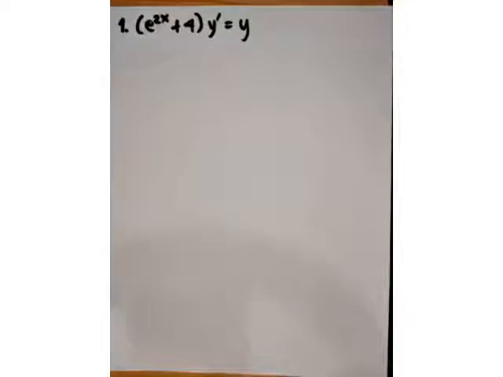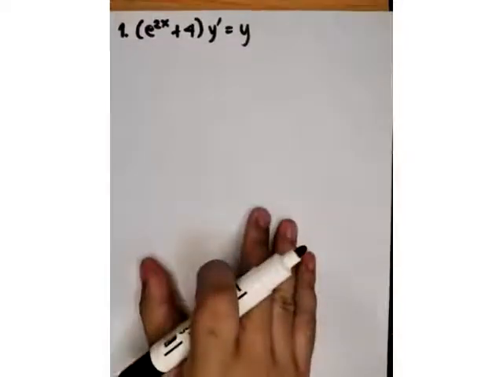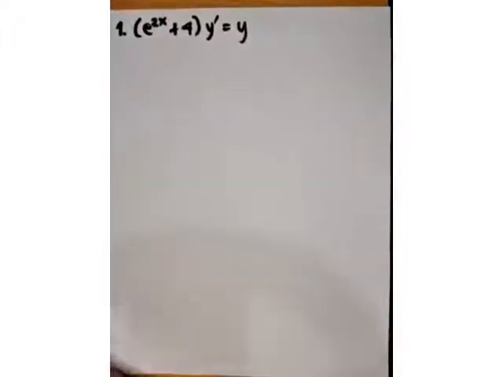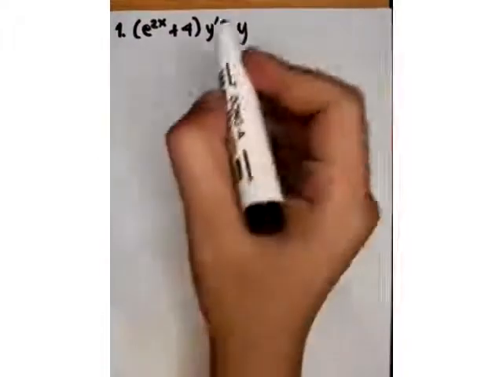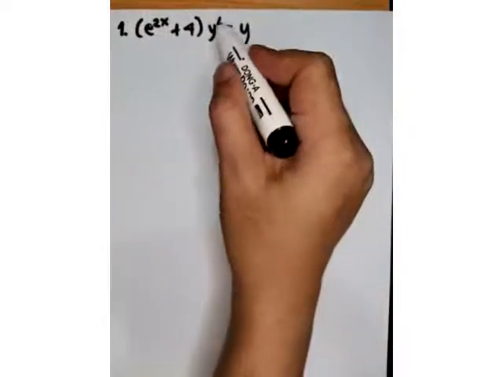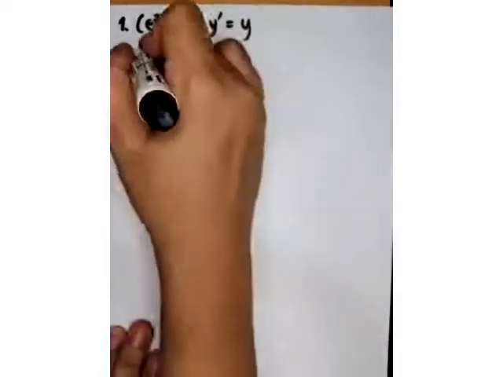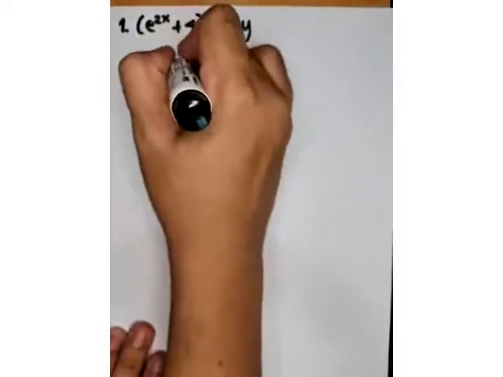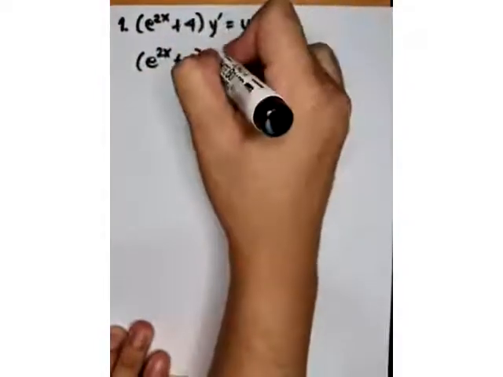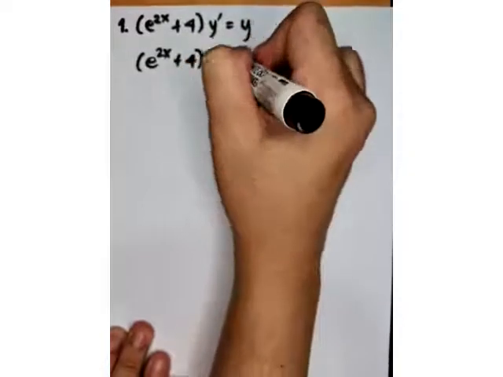For this example, let's first test whether we can separate it or not. The question is, can it be separated? In that case, we will first try to break down what y prime is. So that's e raised to 2x plus 4, then this is dy over dx, is equal to y.